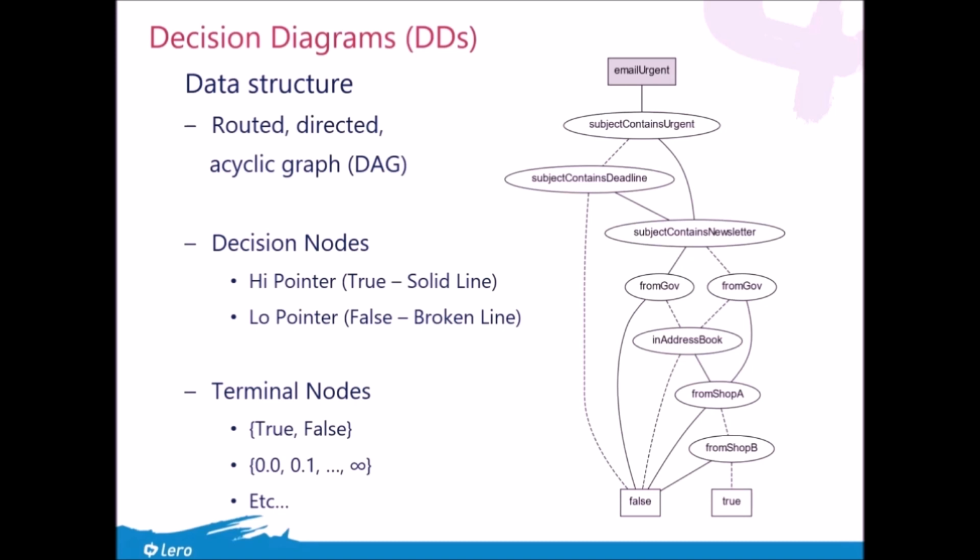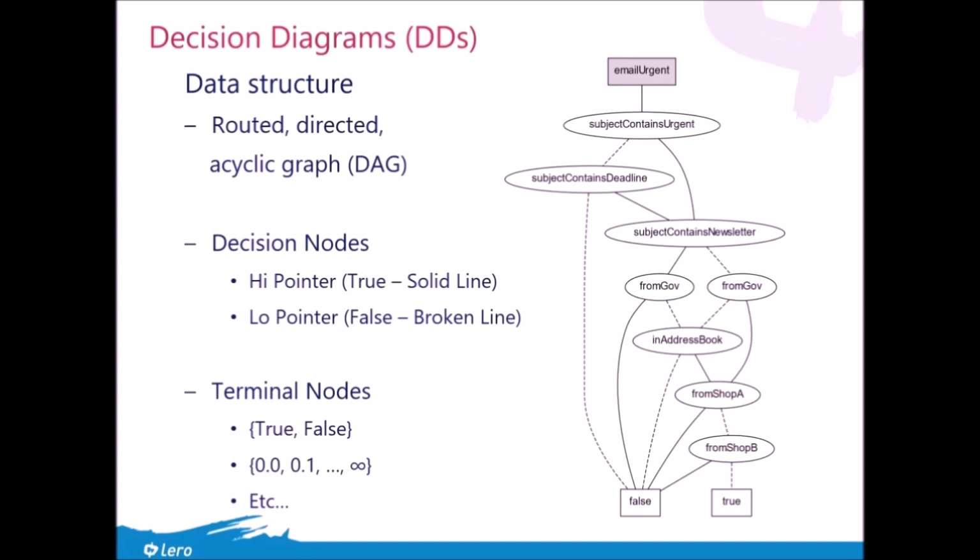They have decision nodes. They have a high pointer, so that's when a decision is true, such as here, subject contains urgent true, we go to subject contains newsletter, and this is represented by a solid line. It has a low pointer. This is when the decision is false. So subject contains urgent false goes to subject contains deadline. And this is represented by a broken line. And it also has terminal nodes. So these are the true or false at the bottom.